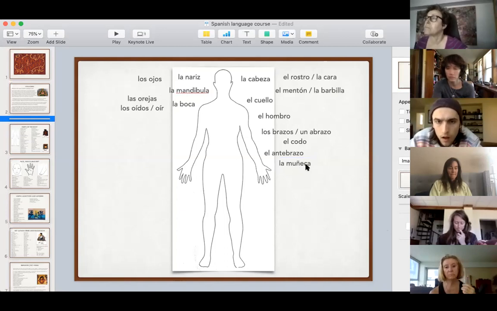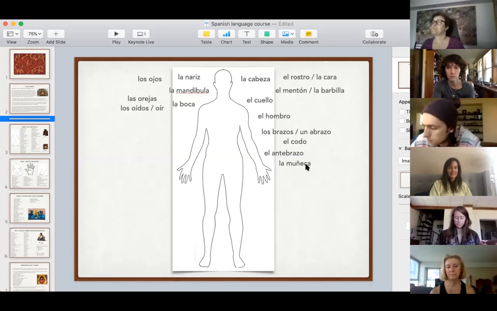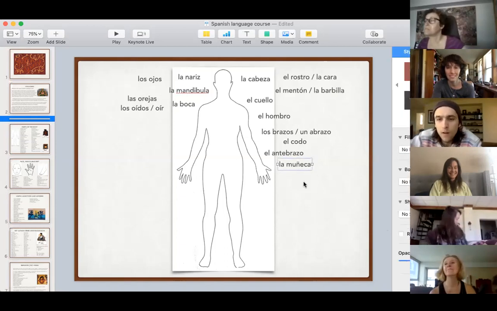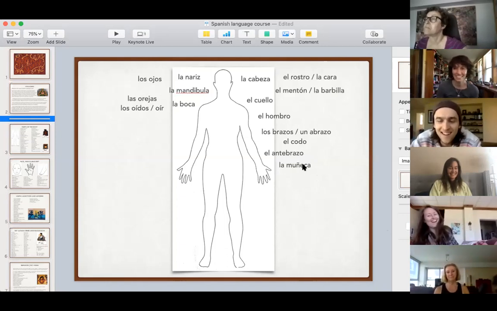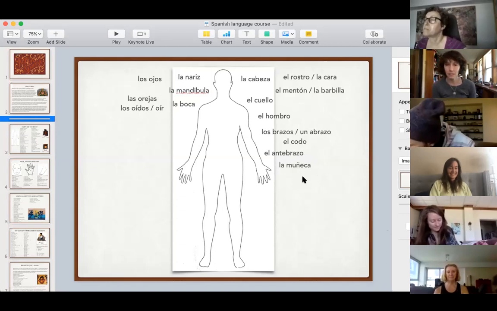What else does muñeca mean? Is it just doll? Yeah, it can mean doll as well, or it can mean kind of babe. So quite often you'll hear people on the construction sites here saying, oye, muñeca. So just so you can recognize Latin American catcalling going on. But in our context, la muñeca is your wrist. Good. Okay.